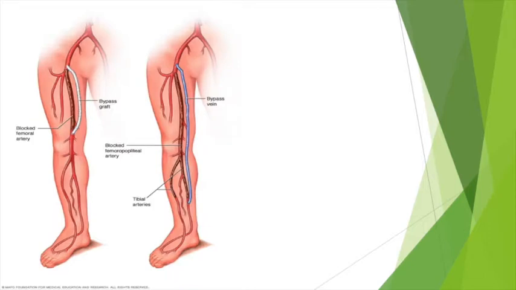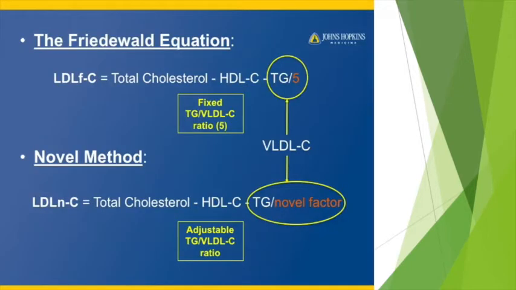Peripheral artery disease is atherosclerosis that develops in the arteries of the legs, or less commonly, the arms. Much like in coronary artery disease, one of the treatments for peripheral artery disease is revascularization, such as stent placement or bypass graft. Now we'll switch our attention to measurement and treatment of high cholesterol.